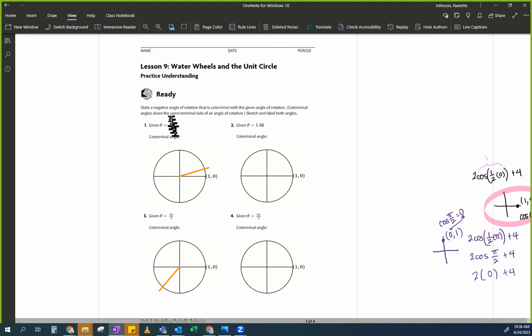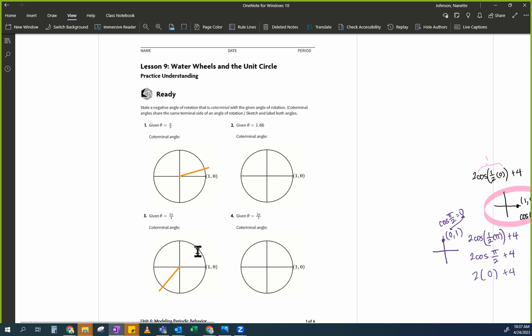Okay, so we're going to go over 6.9, number 3, and it's asking for a coterminal angle. It says state a negative angle of rotation that is coterminal with a given angle of rotation. Coterminal angles share the same terminal side of an angle of rotation. Sketch and label both angles.